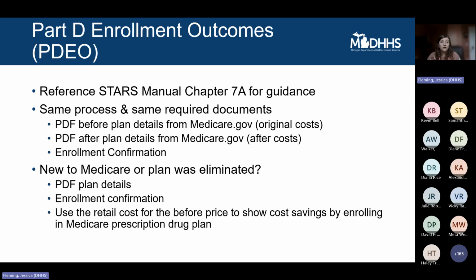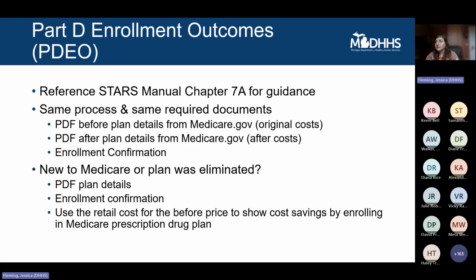This is also true if their plan was eliminated, so that plan's no longer available to them. So it's showing that by enrolling in a Medicare drug plan, either Medicare Advantage or Part D standalone, that's the amount of money that they're saving. If they were not to enroll in a Part D plan and were to go without that drug coverage, then it's showing them how much they would save, because without that Part D coverage, it would be the retail cost. They would be paying out of pocket, right?